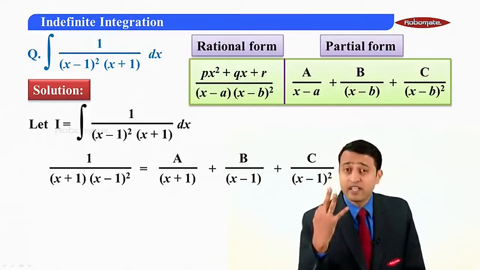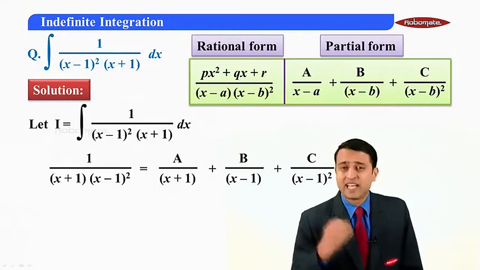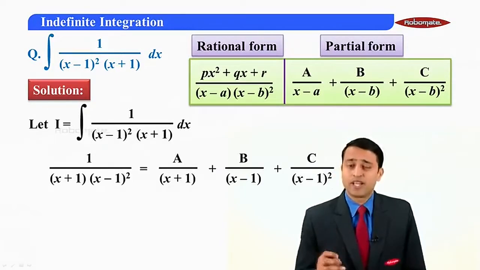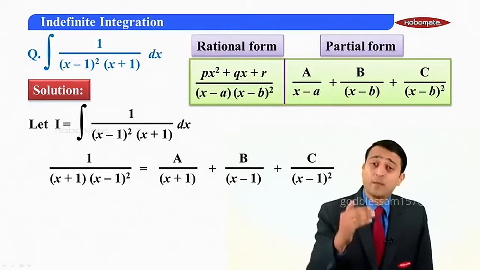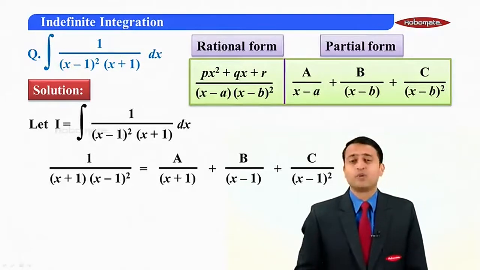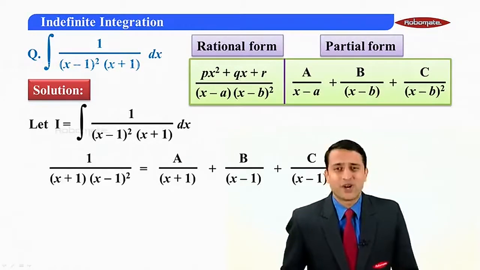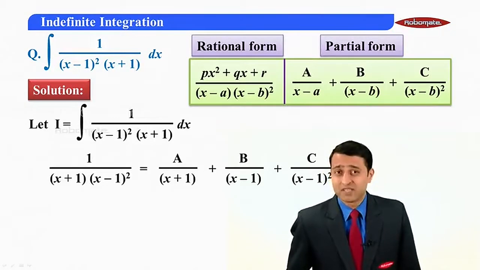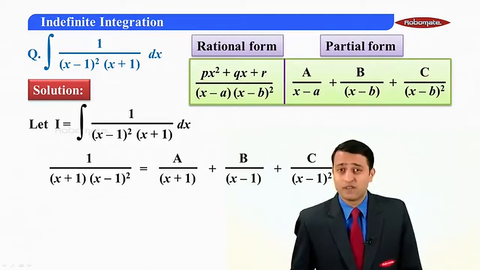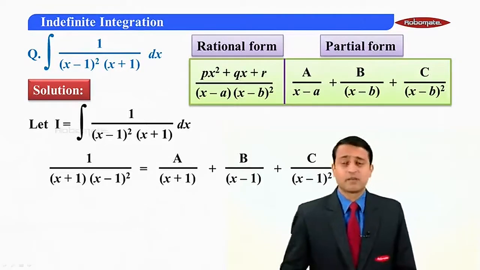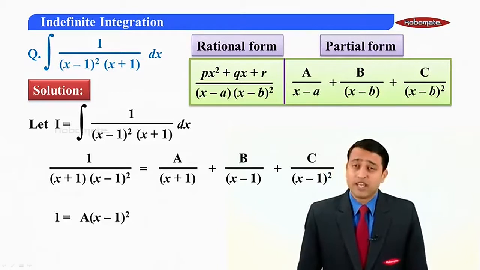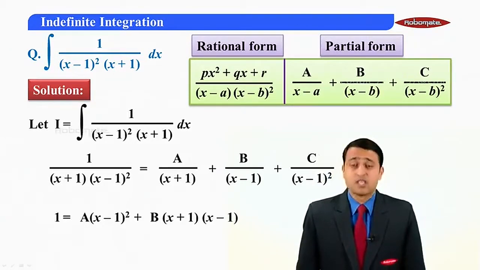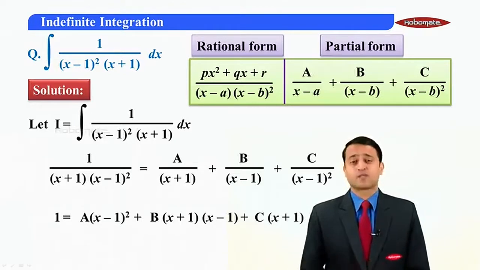Had it been repeated 3 times, then you would have B upon x minus 1, C upon (x minus 1) the whole square, and D upon (x minus 1) the whole cube. But don't worry students, you will not have a factor repeated 3 times. It will be very time consuming to solve. Now after this, the method remains the same. Take LCM. So we get 1 is equal to A into (x minus 1) the whole square plus B into (x plus 1) into (x minus 1) plus C into (x plus 1).